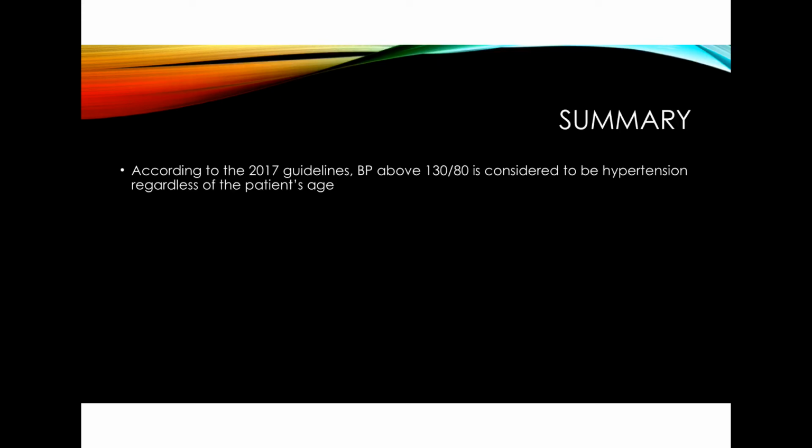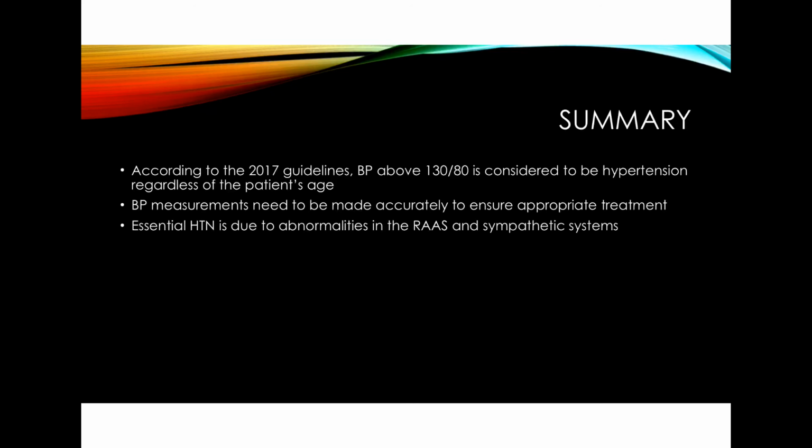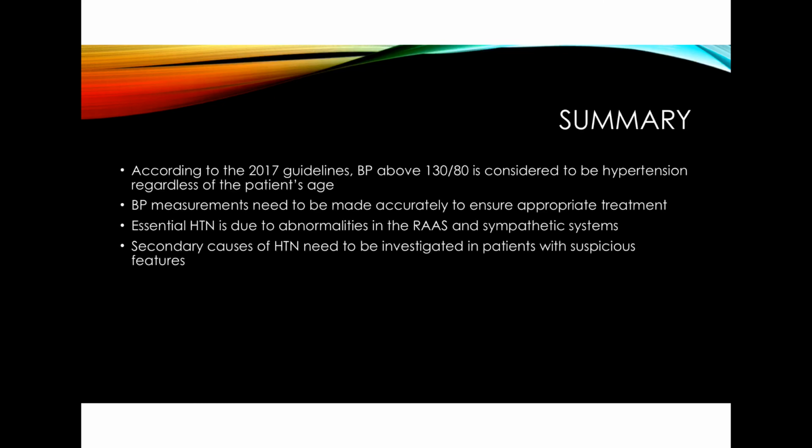In summary, according to the 2017 guidelines, the newest ACC/AHA guidelines, blood pressures above 130/80 are considered to be hypertension, regardless of the patient's age. Blood pressure measurements should always be made appropriately in accordance with best practices to ensure that the patient is getting the appropriate management. Essential hypertension is due to primary derangements in the patient's renin-angiotensin-aldosterone and sympathetic nervous systems, whereas secondary causes of hypertension should always be investigated in patients with any suspicious features.